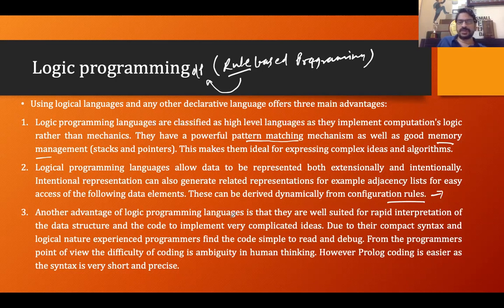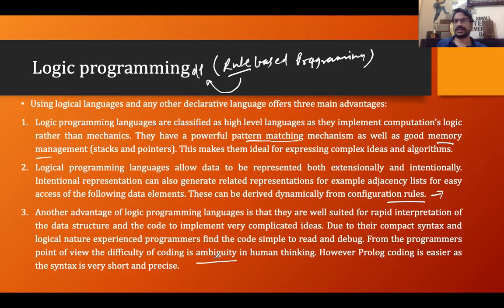Another advantage of logic programming languages is that they are well suited for rapid interpretation of data structures and code to implement very complicated ideas. Due to their complex syntax and logical nature, experienced programmers find the code simple to read and debug. From the programmer's point of view, the difficulty of coding is ambiguity in human thinking. Here the concept of ambiguity comes in, because different knowledge and different logic may be represented in such a way that they can make an ambiguous statement.